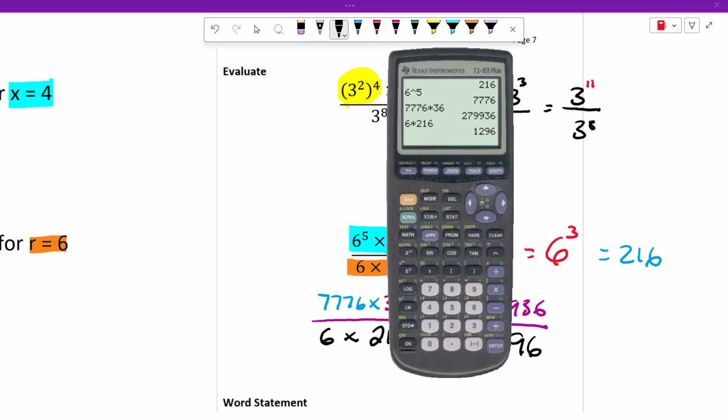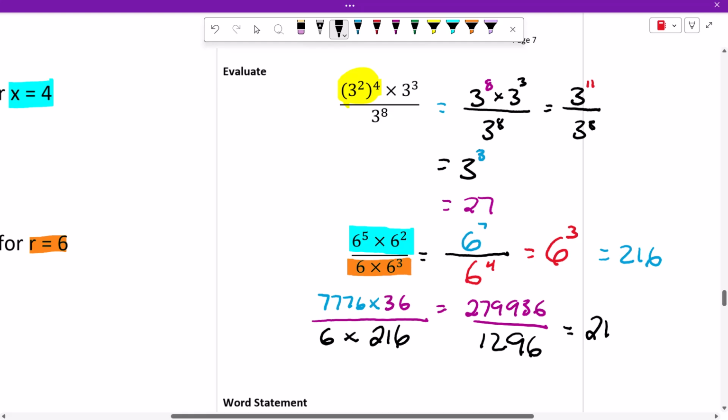Oh, this is too much work. You go 279,936 divided by 1,296. 216. So I'm not saying you have to use the power rules if it says evaluate, but this just seemed like a lot more work and a lot more chances of making mistakes. So realize when you can use the power rules to make it simpler for yourself.